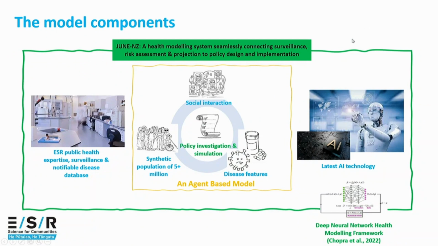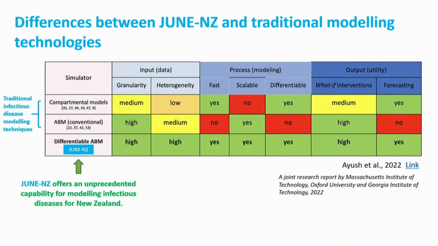And so GUNZ is essentially an integrated modeling system connecting the communicable diseases database we are currently managing at ESR, an agent-based model, if you know what an agent-based model is, and the latest AI technology. We're trying to couple all of these components together to provide better infectious diseases risk prediction and assessment. And as I mentioned, currently we're developing this modeling framework mainly for infectious diseases.